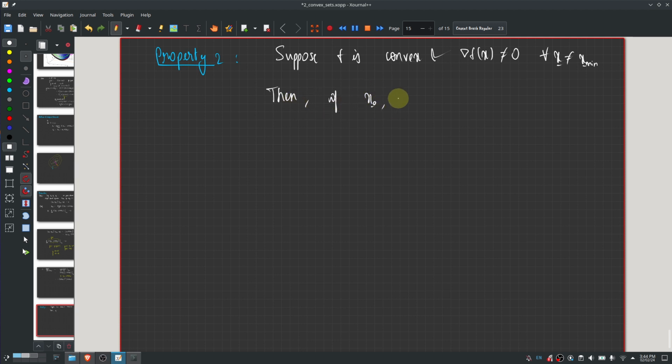if x0, x1 and so on are points in the method of steepest descent, f of xt is strictly less than f of xt minus 1. So if the gradient is never 0, then in every step you're always making a positive change. In other words, you're always going to a point which is strictly below the point where you were. You will never end up with a point where the function value is still the same.